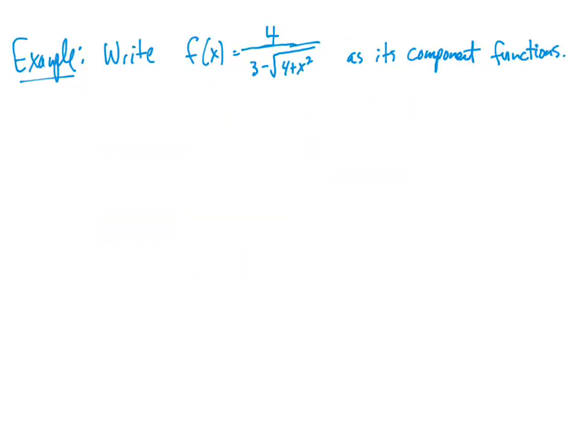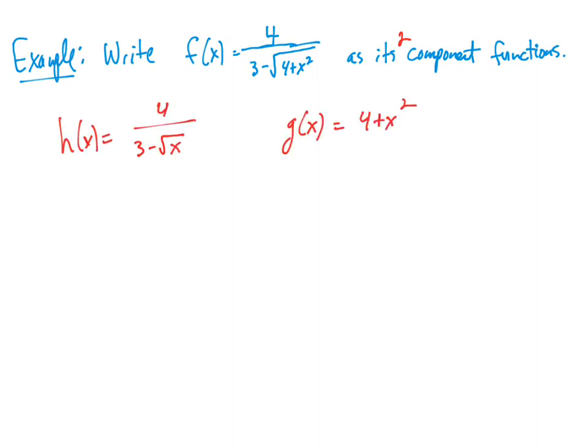Alright, the other example we want to look at is writing f of x as its two component functions. Okay, so it looks like we have a rational function, and then we have this expression down here, which is a polynomial. The rational function has a radical in it. This one's a little bit more complex. Why don't you try it on your own, hit pause, and see if you can come up with the two component functions that could make up this f of x function.